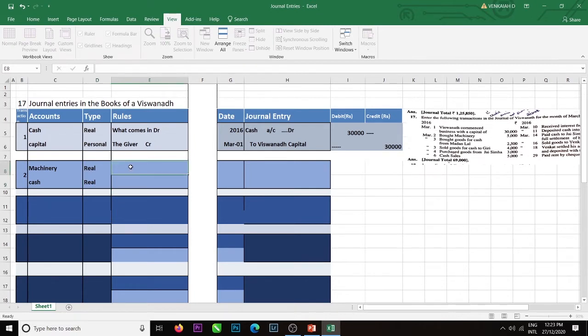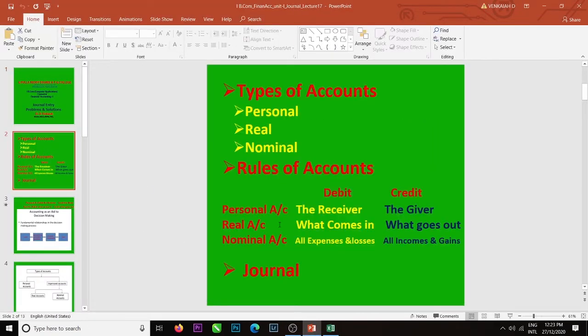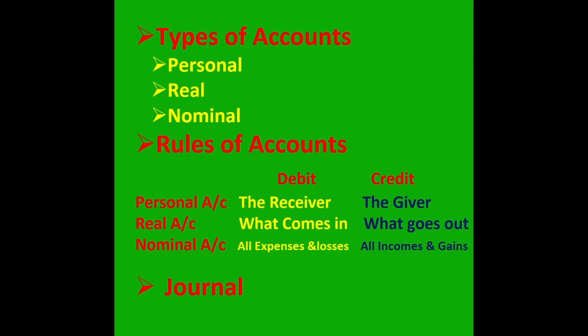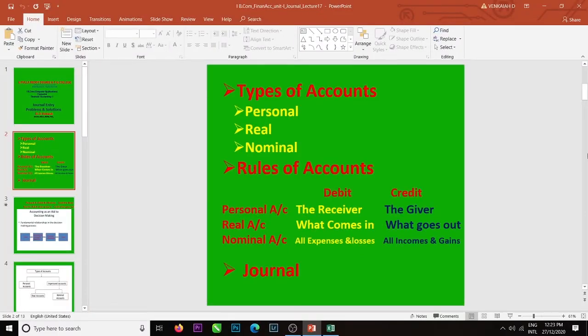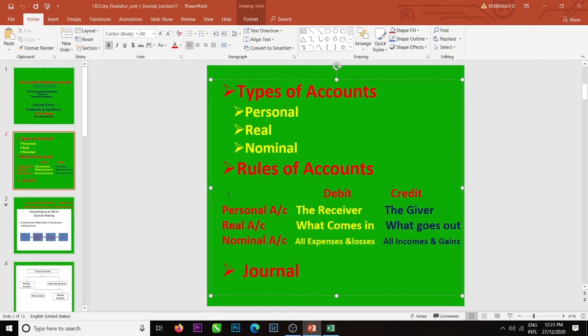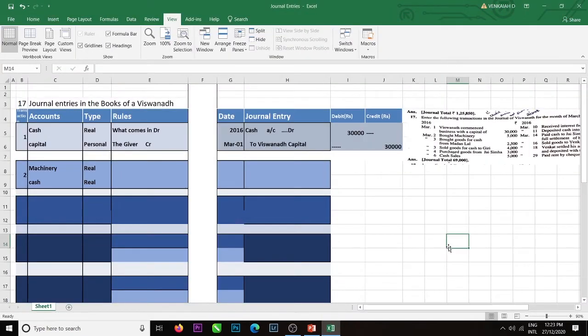So when I purchase machinery, the real account rule applies. What comes in, debit; what goes out, credit. Real account rule is what comes in debit, what goes out credit. According to that, machinery is coming in, what comes in, right?